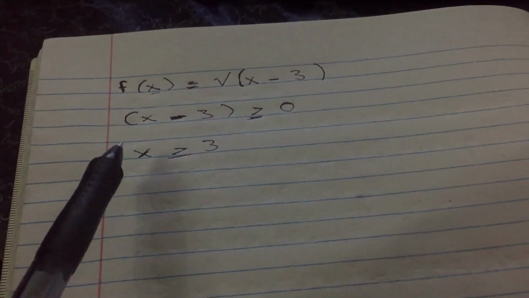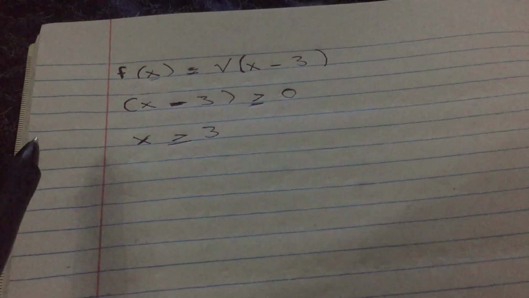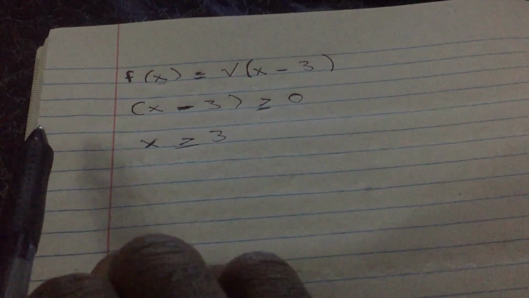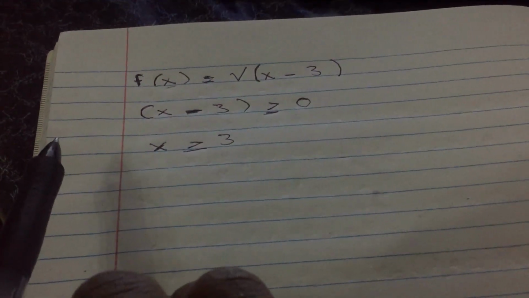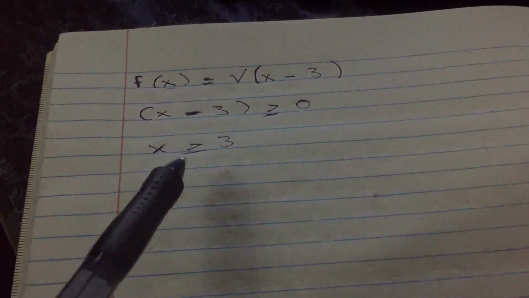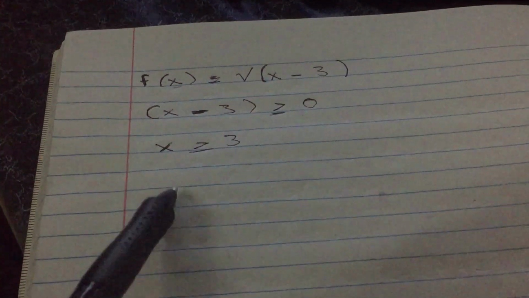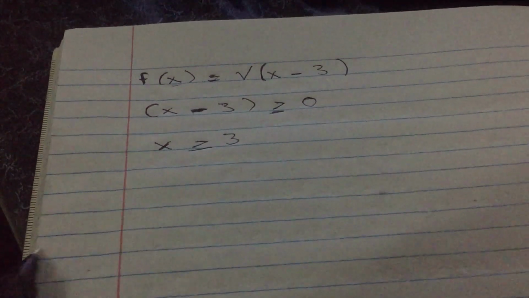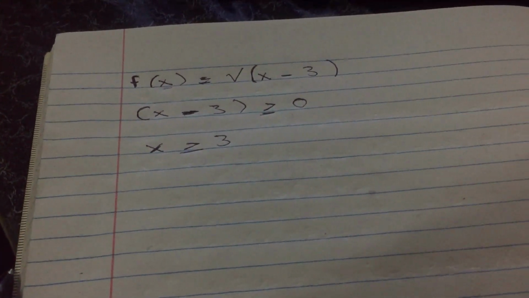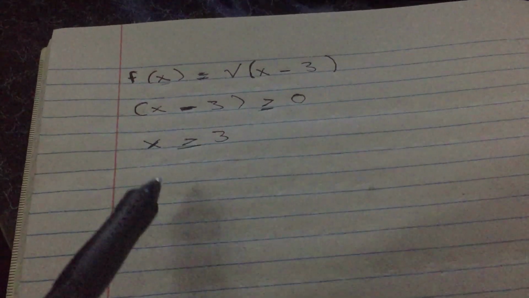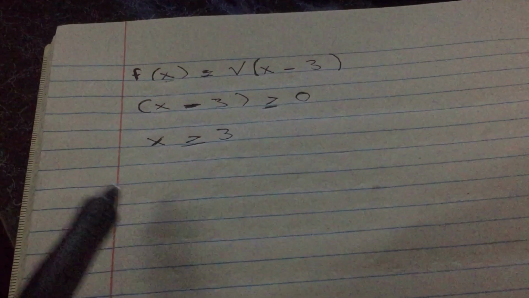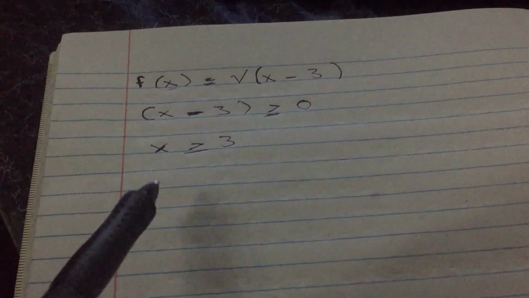So that's how you find the domain of a square root function. Remember, the key is to ensure that the value inside the square root is non-negative.